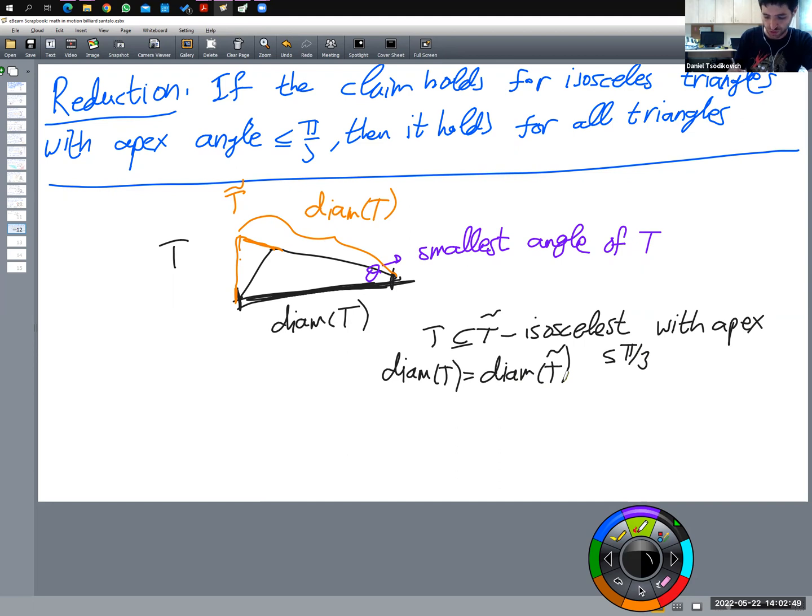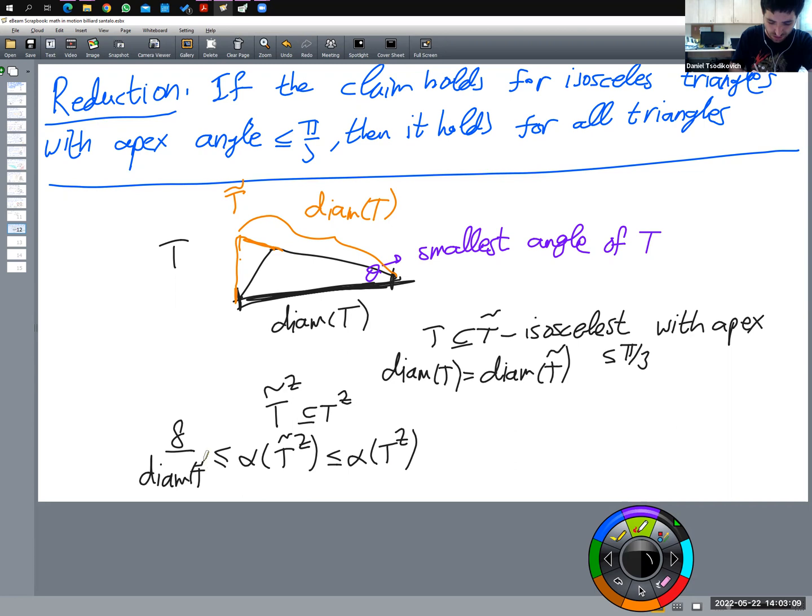So now if we pass to the dual, the dual of T tilde is contained inside the dual of T. So we have monotonicity of alpha. And if this is at least 8 over the diameter of T, then we are done. Here we use the assumption. Okay, so this is the reduction to isosceles triangles.